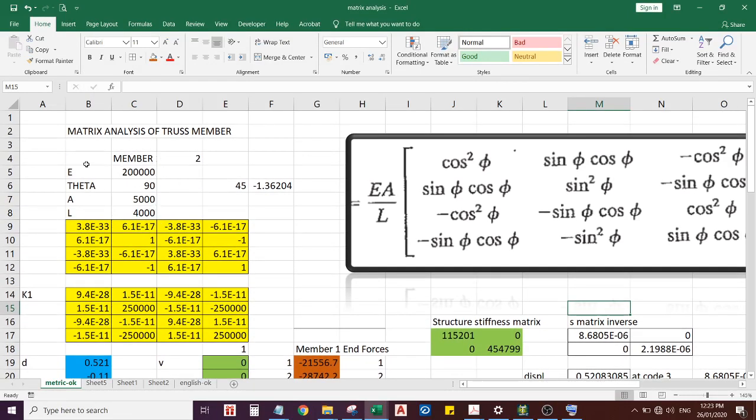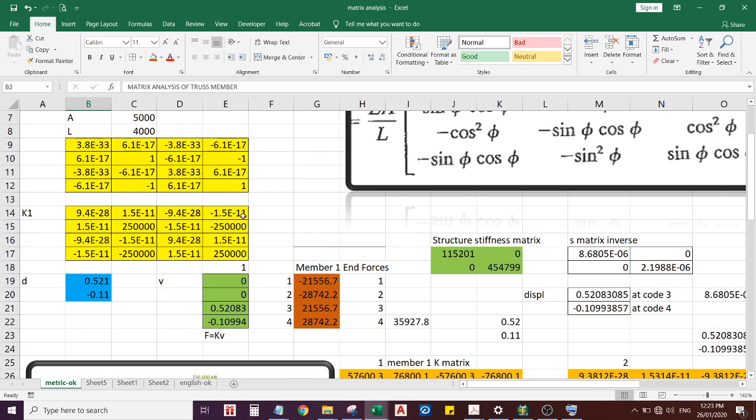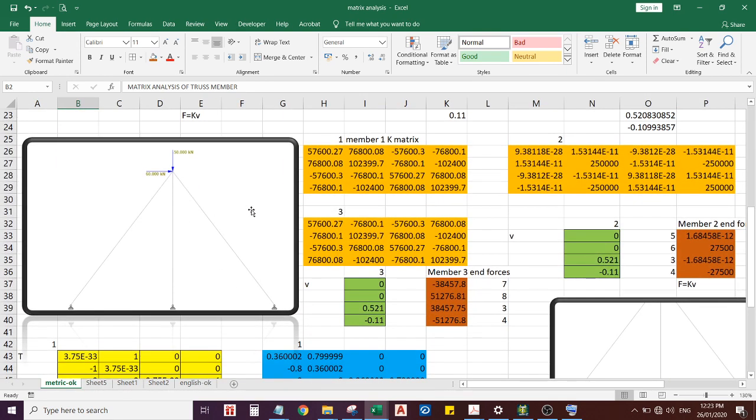Okay, so this is a tutorial for matrix analysis of truss members. Our example in the last lecture is this one. You have a three-member axially loaded truss with the corresponding force of 60 kilonewton acting horizontally and negative 50 kilonewton acting downwards. Okay, so we have three members.